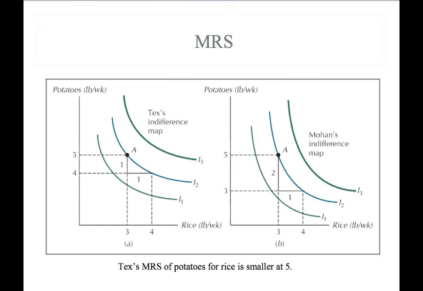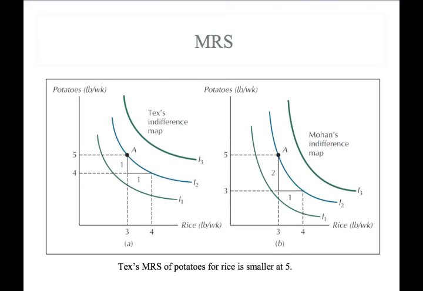Here we see an example of the marginal rate of substitution. If we give up 1 pound of rice a week each, how much do we get in return, or how much do we need to get in return to be indifferent, according to these two different characters' indifference curves? Starting with 4 pounds of rice each week and then giving 1 pound up, if we look at the left curve, Tex's indifference curve, he moves back 1 unit of rice from 4 to 3, and he's indifferent between that and 1 more unit of potatoes.